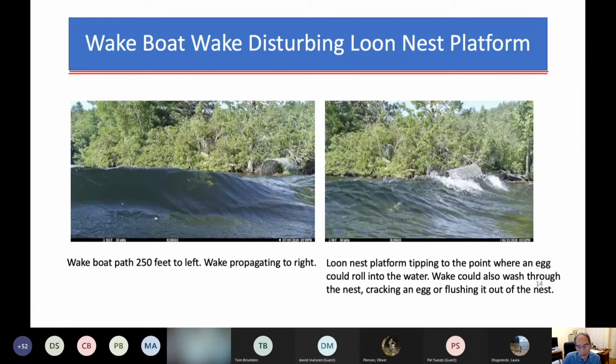Now here's an example. These images were taken by a trail camera set up to view loons on the nest in one of our floating loon platforms. The image shows a large wake created by a wake boat about 250 feet to the left, propagating towards the shoreline on the right. The platform was anchored on a small island in front of the camera, and the wakes appear to be about 2 feet high. The consequences of the loon platform tilting, as you see, could be that the egg may roll out of the nest into the water. Another possibility is that the wake could just wash right through the nest and flush the egg right out into the water.